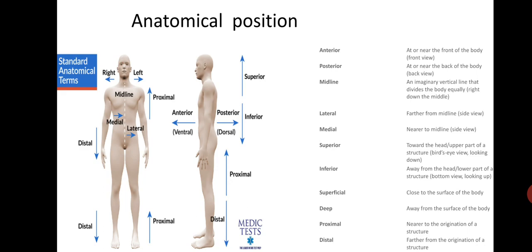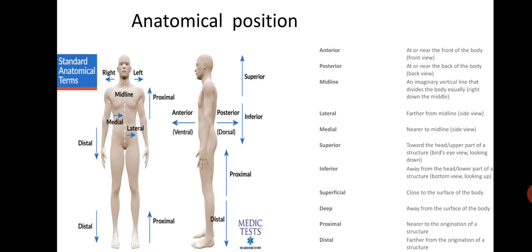Anterior, at or near the front of the body, is the front view. Posterior, at or near the back of the body, the back view. Midline, an imaginary vertical line that divides the body equally, right down the middle. Lateral, farther from midline, we call side view. Medial, nearer to midline, is the side view.